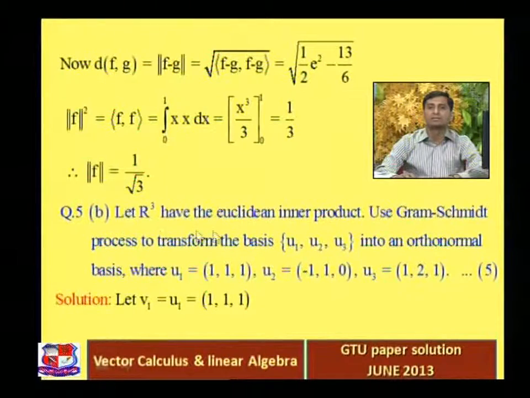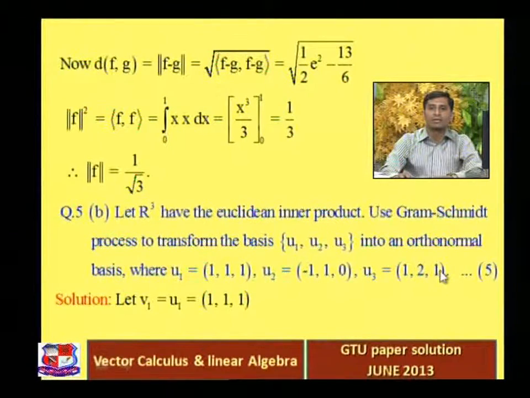Let R3 have the Euclidean inner product. Use the Gram-Schmidt process to transform the basis u1, u2, u3 into an orthonormal basis, where u1 is equal to (1, 1, 1), u2 is equal to (minus 1, 1, 0), and u3 is equal to (1, 2, 1). So here these three are any basis vectors for R3.